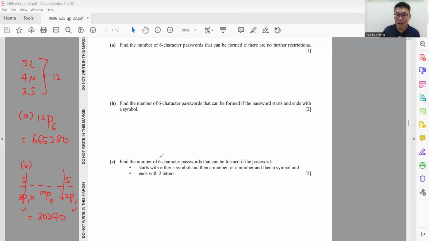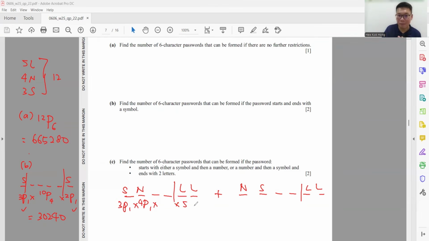Part C, find the number of 6-character passwords that can be formed if the password starts with either a symbol and then a number, or a number then a symbol, so it's a second situation, and ends with 2 letters. So we list down this situation, then we count. Symbol we have 3, number we have 4, letter we have 5. Then we already have 4 of them, so we have 8 left to pick.